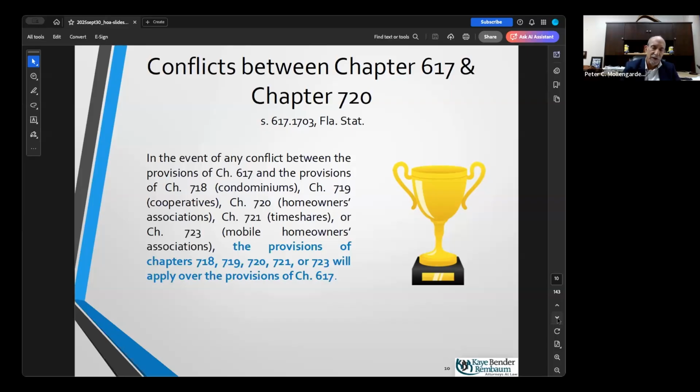Okay, you're also governed, as I mentioned, by Chapter 720, which is the Homeowners Association Act. In the event there's a conflict between Chapter 617 and Chapter 720, then the provisions of Chapter 720 will control, because that's more specific to an HOA, whereas Chapter 617 applies to not-for-profit corporations in general. But occasionally, and maybe more than occasionally, you'll have an issue that's not covered by Chapter 720, and there is no conflict per se, and one must look to Chapter 617 for the potential answer.